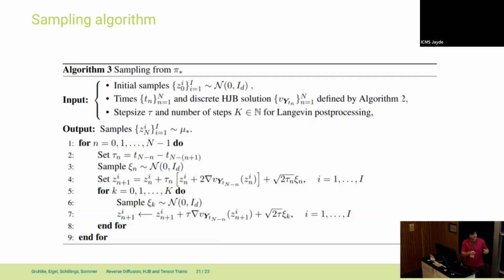And what does Langevin post-processing mean? Instead of the reverse process, you just take this score as a potential for the Langevin, which is time dependent, and do some Langevin with this fixed potential to hopefully improve the sample.